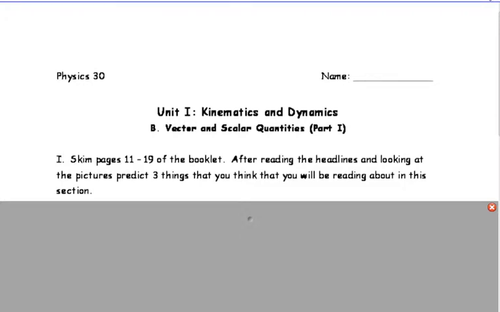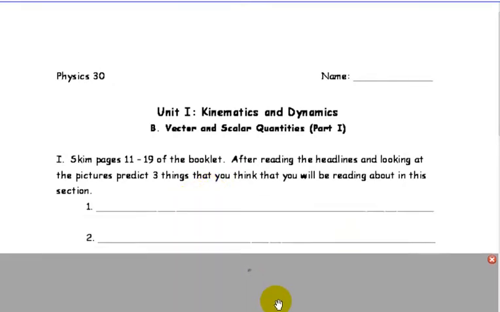Okay, welcome back. This is 30 Gang. Unit 1 Kinematics and Dynamics. Part B, Vector and Scalar Quantities, Part 1. So Section B, Part 1. Of course this pertains to pages 11 to 19 of the Duotang.